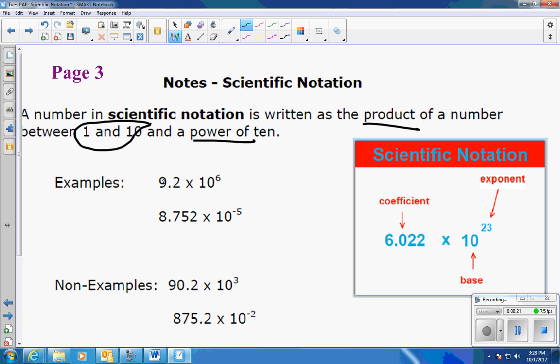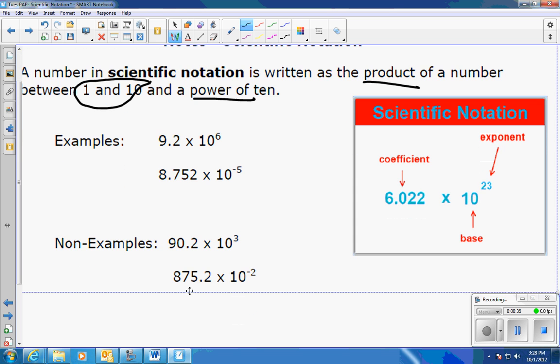For example, 9.2 is between 1 and 10, and it's written as being multiplied by a power of 10. This in this case is 10 to the 6th power. 8.752 is also between 1 and 10, and we've multiplied it by a power of 10 as well. These two are what we call non-examples, means they're not examples, because this number is not between 1 and 10, and this number is not between 1 and 10. Even though it's multiplied by a power of 10, these numbers are not between 1 and 10.